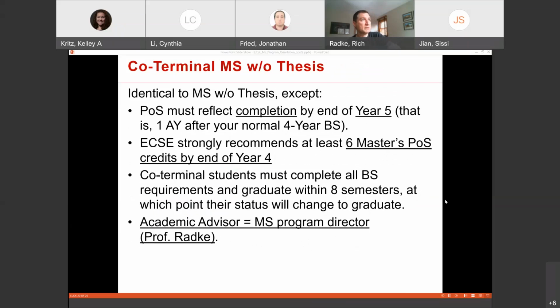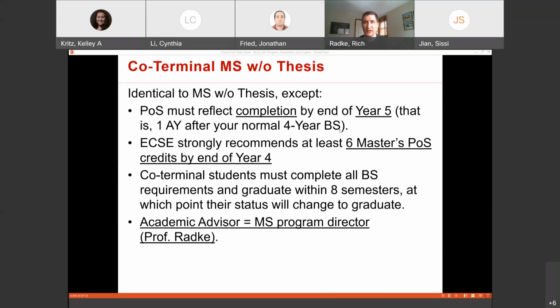Co-term requirements are basically the same type of deal as what I just talked about. But one thing that you have to keep in mind is that you have to get everything done by the end of year 5, unlike a new master's student who gets basically a little bit more time to complete it. So basically, you've done your bachelor's degree in 4 years. You have one more academic year to polish off all of the requirements for the master's. And so hopefully many of you in the co-term program have already taken some courses that you know you're going to put forward to your master's degree plan of study, right?